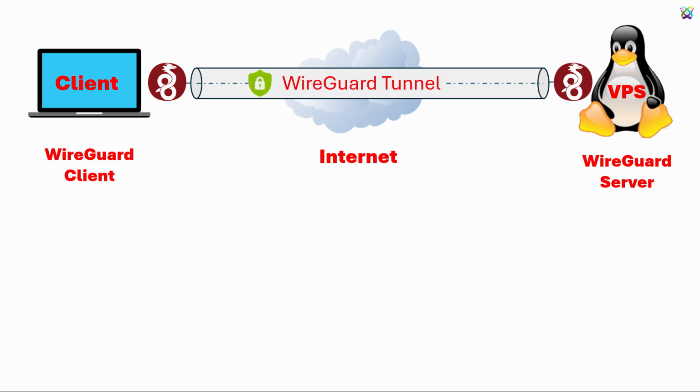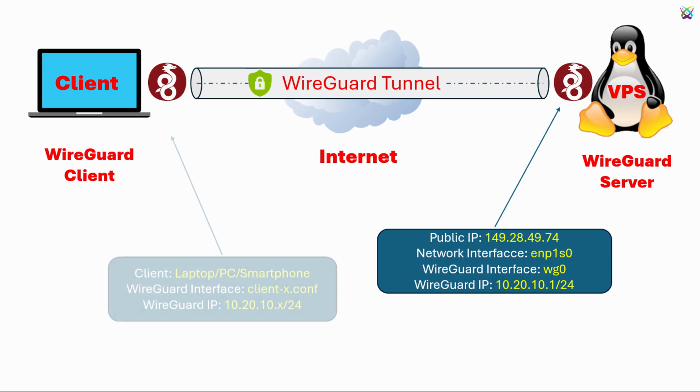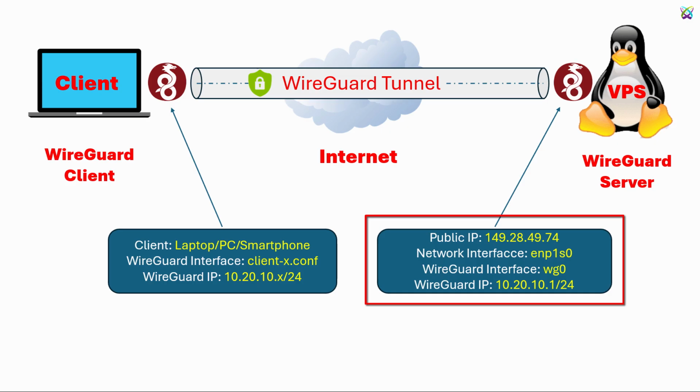In this video, I will use the deployment model and configuration information shown here. On the right side, we have the Linux VPS, which will act as the WireGuard VPN server. On the left side, we have the client, which can be a laptop or a smartphone. The information, such as public IP, network interface, WireGuard interface, and VPN IP address is already shown in the diagram.